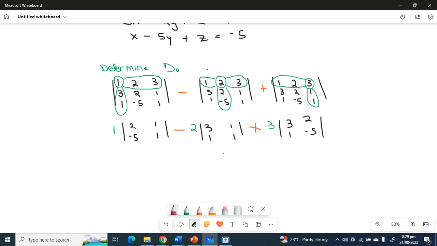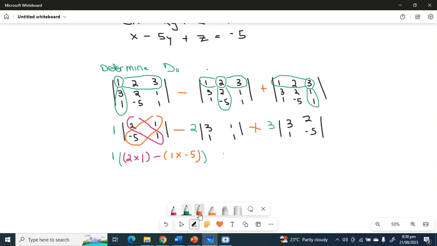Okay, so we get the determinants of these 2 by 2 matrices. You get the leading diagonal, right? You're going to say 2 times 1 minus the trailing diagonal, which is this one here, 1 times -5. Both of these will be in parentheses. We've got this 1 outside here, so we leave it here.